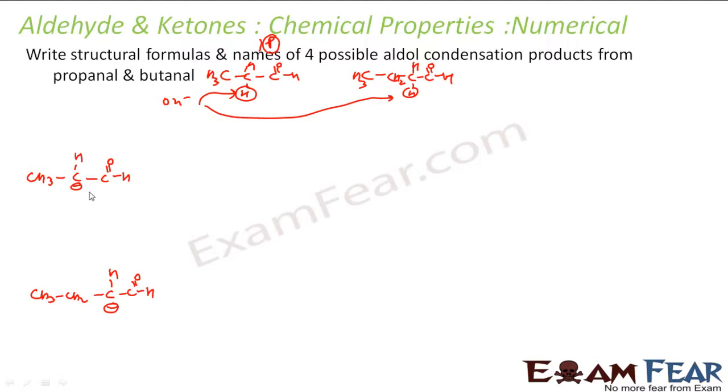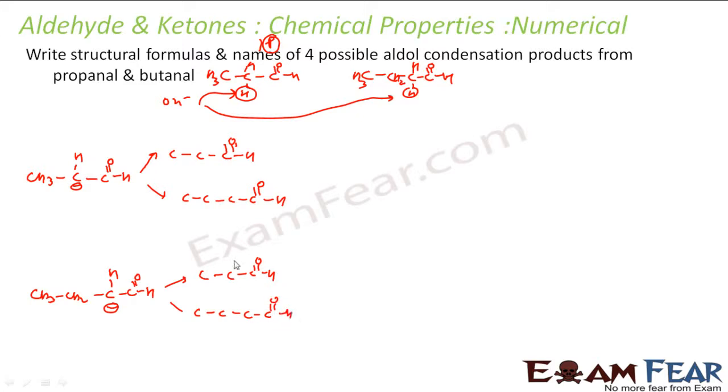Now what can happen is, in the first scenario this can react with propanal, that is this guy, or this can react with butanal, that is this guy. Here also this can react with propanal, this guy, or butanal. Correct? 4 possible options. So let's see what happens here. If it reacts with this propanal, the negative charge will get H plus somewhere, and this will attack this.